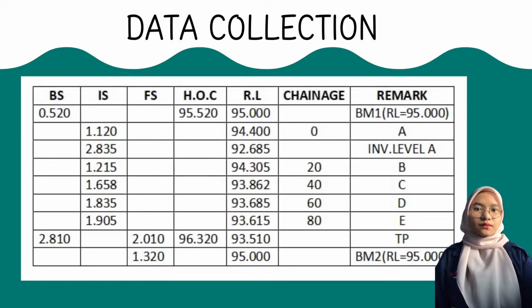92.685, B 94.305 and the chainage is 20 meter, C 93.862 with the chainage given is 40 meter, D 93.685 and the chainage is 60 meter, and lastly E 93.615 with the chainage given is 80 meter, and also BM1 and 2 is 95.00 meter.